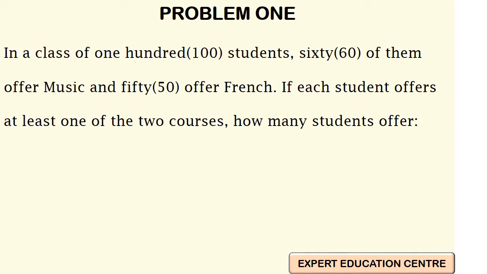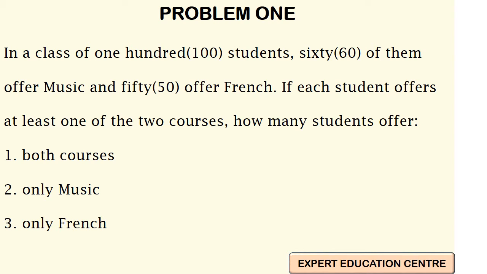Problem 1. In a class of 100 students, 60 of them offer music and 50 offer French. If each student offers at least one of the two courses, how many students offer both courses? Only music, only French, exactly one of the two courses.